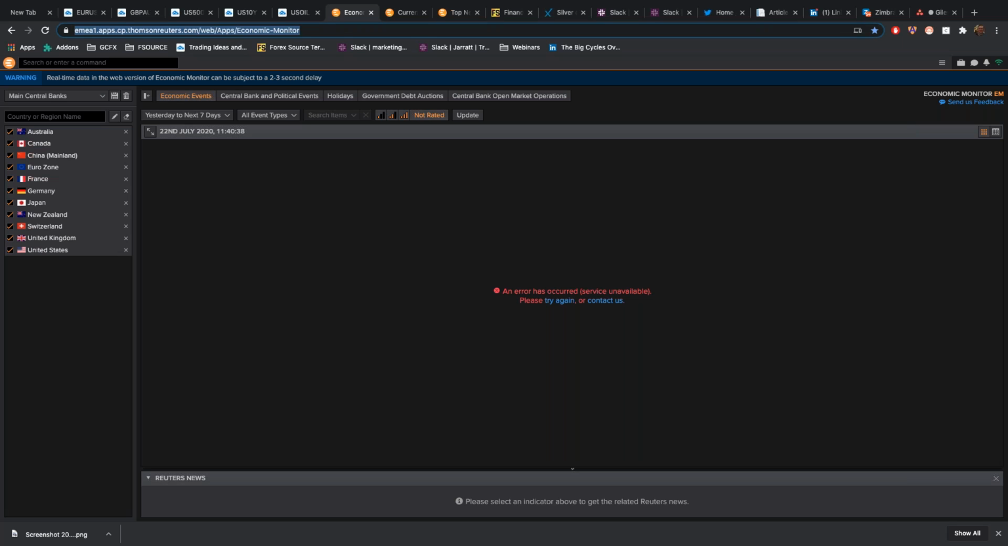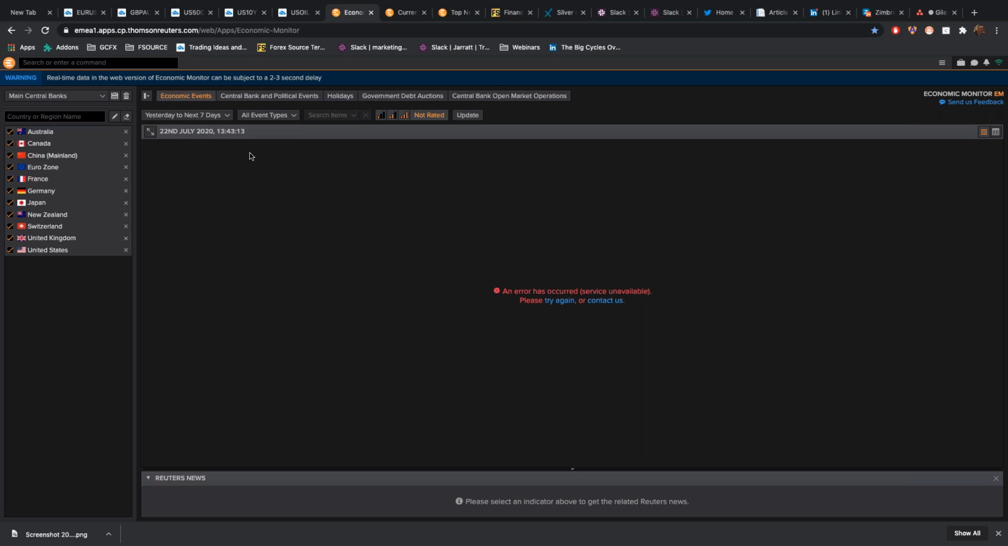Let me just see if I can get my economic monitor chart up and running. Hopefully I can. Let's just give it a second. I had a problem with this earlier. I'm hoping it's solved itself by now. We'll soon find out if it has or if it hasn't. No, it's an error, so I don't have that. Well, let's just try.